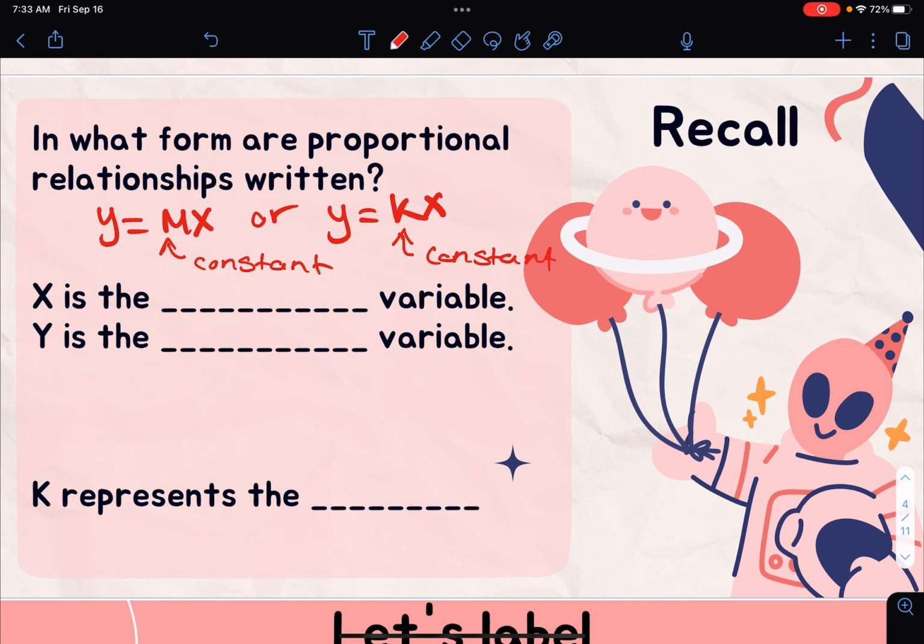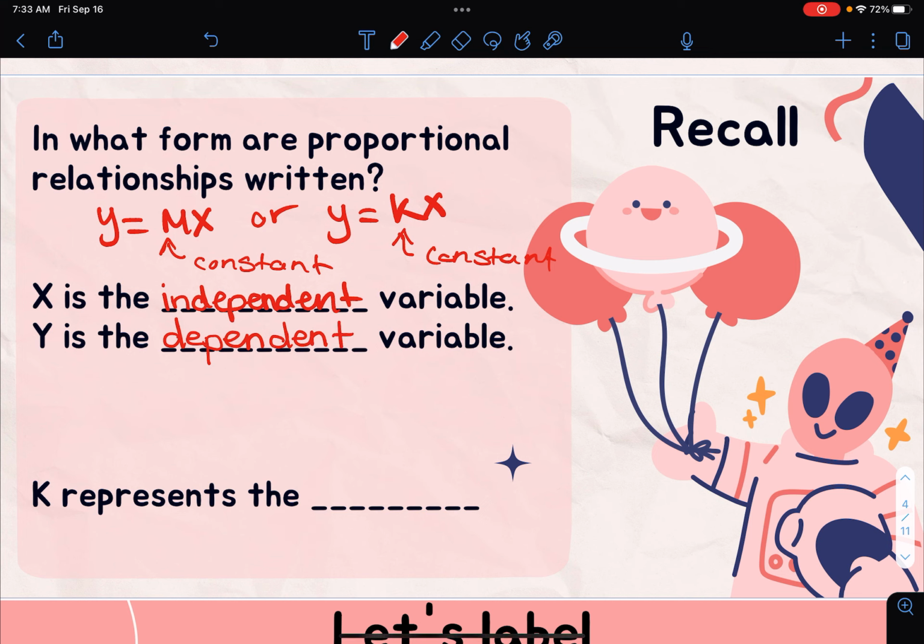So then we talk about our variables. X is the blank variable and y is the blank variable. So which ones are dependent and are independent? Okay. So if you said X is our independent, you are correct. And Y is the dependent. Remember, because remember the Y is going to depend on the X.